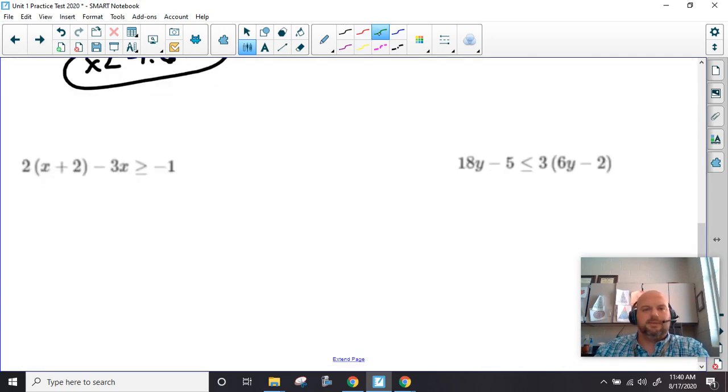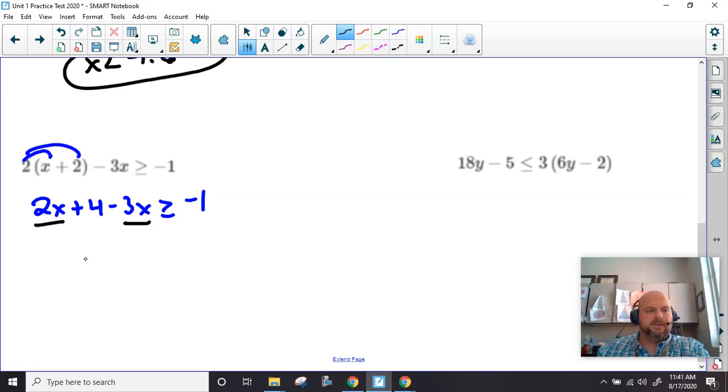All right. Moving on. Got to distribute. So 2x plus 4 minus 3x is greater than or equal to negative 1. All right. We got to combine like terms. Well, our only like terms are these right here. I get negative x plus 4. All right. Subtract 4, subtract 4.